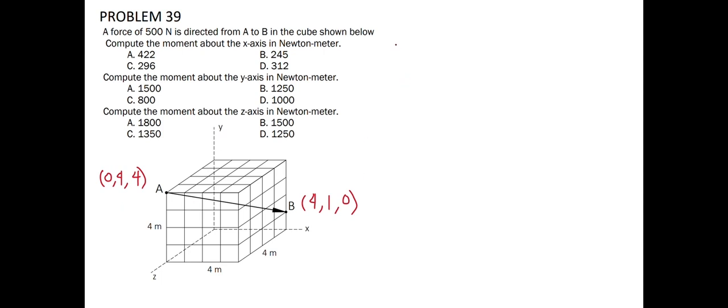We can solve for the components of the length of the vector, Lx, Ly, and Lz. Going from head to tail, we subtract the x-coordinates to get the length along the x-axis. That is 4 minus 0 equal to 4 meters. And for Ly, that is 1 minus 4 equal to 3 meters. We can disregard the negative sign because we're dealing with units of length. And then we have Lz equal to 0 minus 4, that is negative 4, or basically 4 meters.